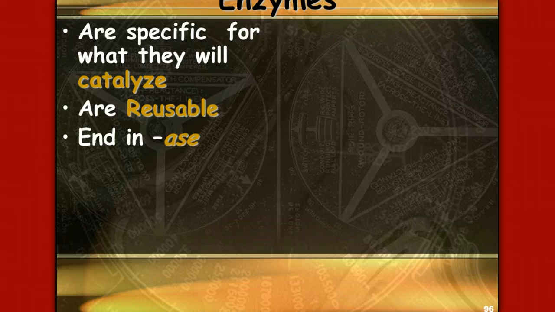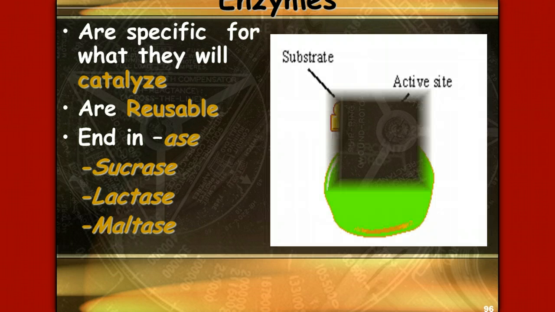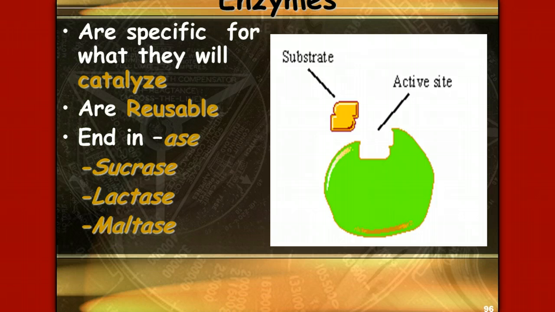Now, we know something is an enzyme because it always ends in ASE. So sucrase is an example. Lactase is an example. Maltase is an example. When we look at an enzyme, we can see that that quaternary structure has this opening, or it has a special site called the active site.